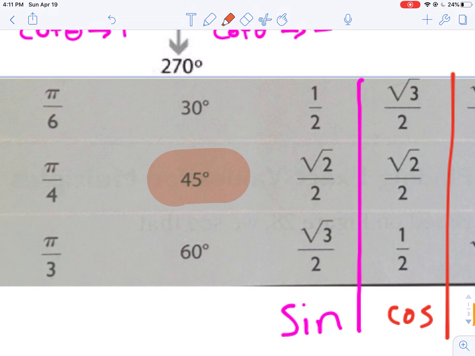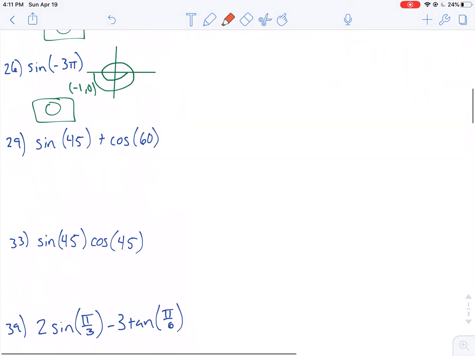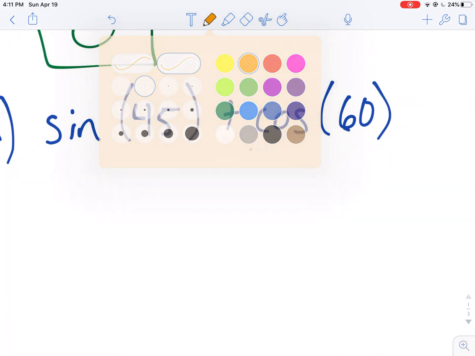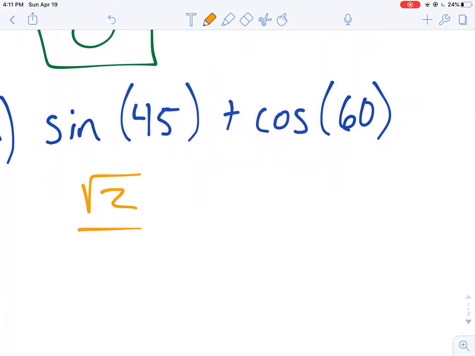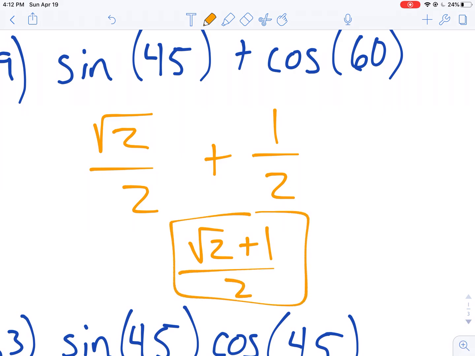At 45, my sine is √2 over 2, and at pi over 3, or 60 degrees, my cosine is 1/2. So I go to those two, I go down, and I say, okay, that means I'm looking at the square root of 2 over 2 plus 1/2. And I can rewrite this as √2 plus 1 over 2, and I really can't simplify this anymore. So I'm going to leave it right there.